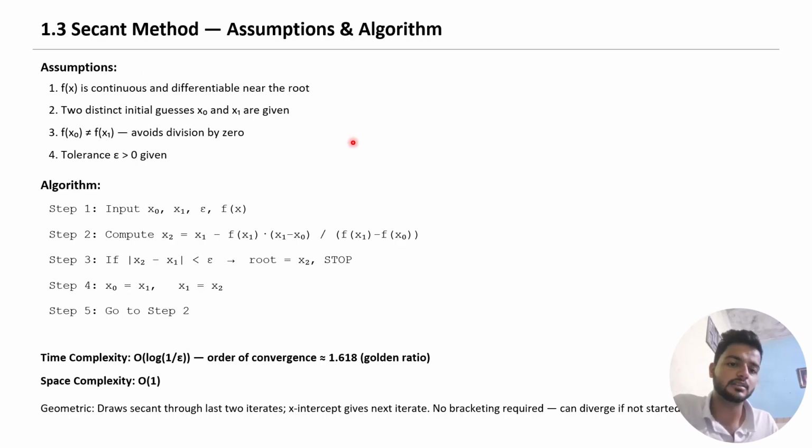Secant method: these are the assumptions we'll be taking. We'll again take input, and compute x2 equals x1 − f(x1)·(x1 − x0)/(f(x1) − f(x0)). If |x2 − x1| is less than e, again 0.0001, the root is x2, and we'll stop the algorithm. If not, then x0 equals x1 and x1 equals x2, and we'll again go to step 2 and repeat the same. Time complexity is big O of log 1/e.